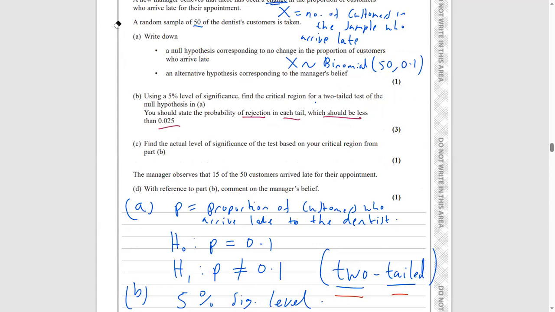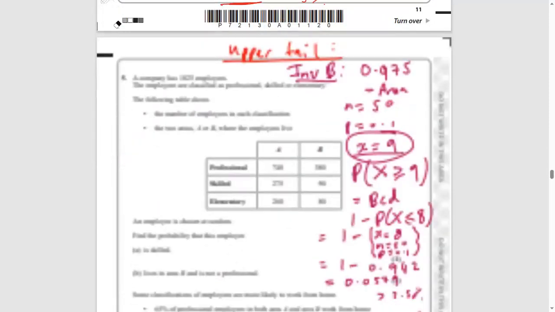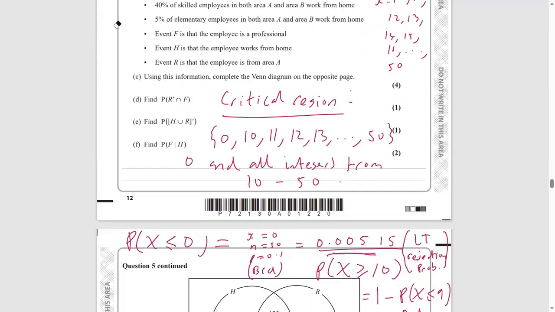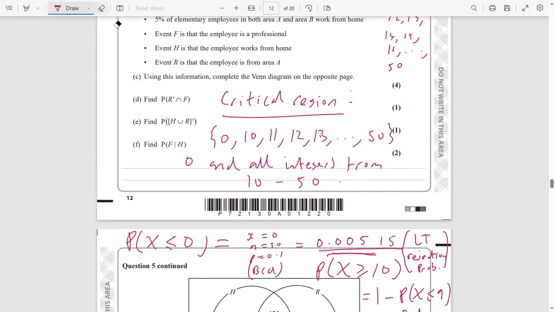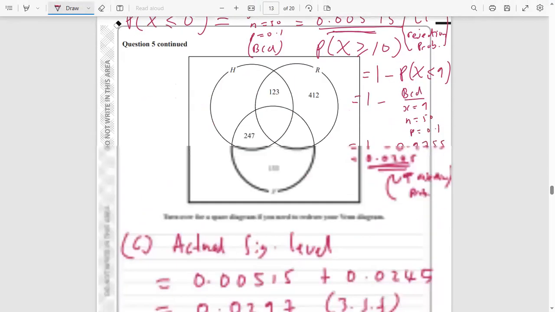And then part D: the manager observes that 15 of the 50 customers arrive late for their appointment. Referencing part B, comment on the manager's belief. Now we know from the critical region we got in part B that our critical region is 0, 10, 11, 12, 13, and up to 50. So we've collected our sample of 50, and 15 of those customers arrive late. 15 is obviously in that set of critical region values.